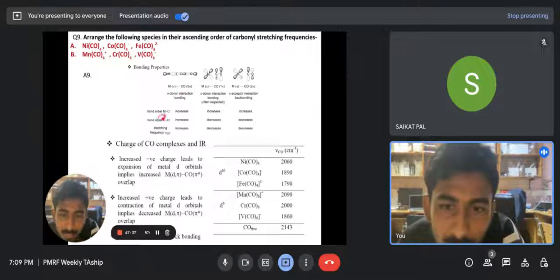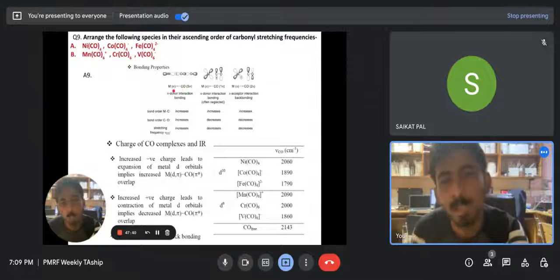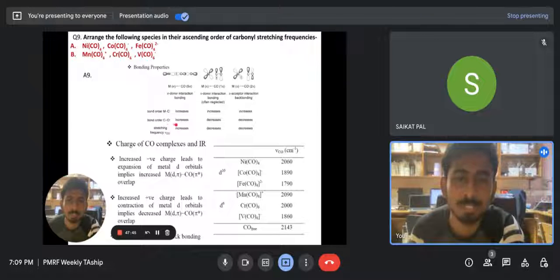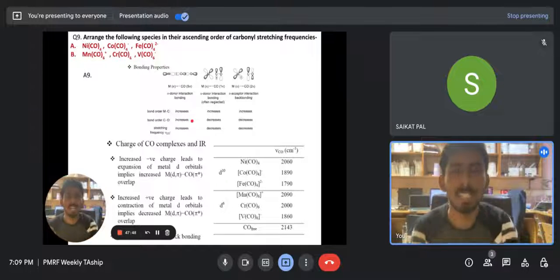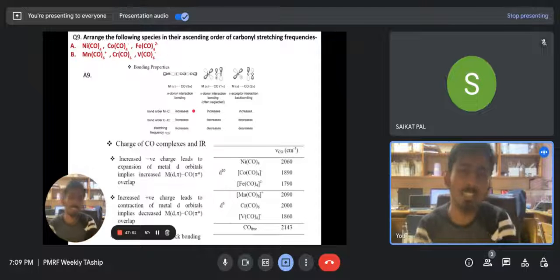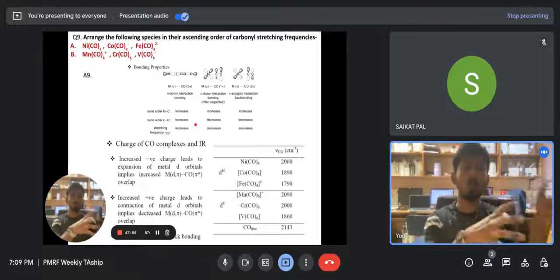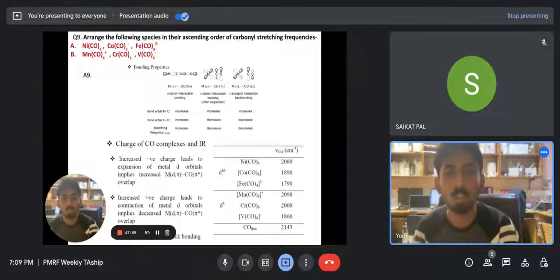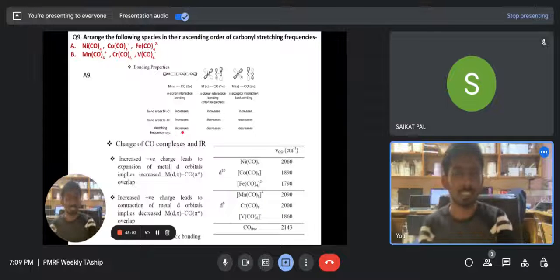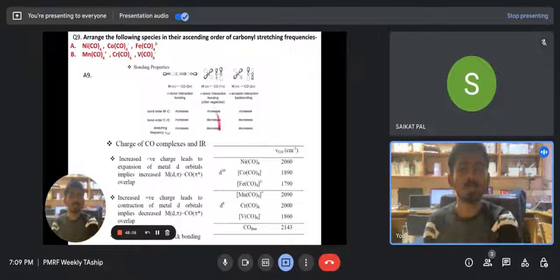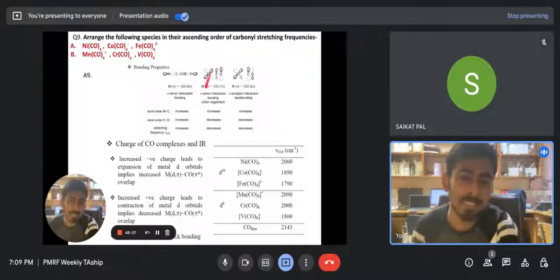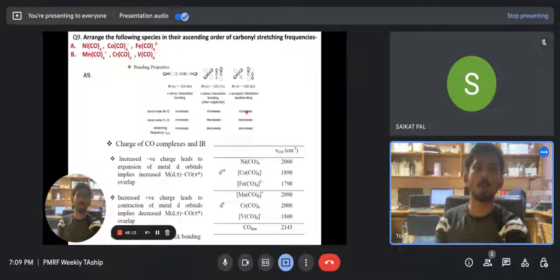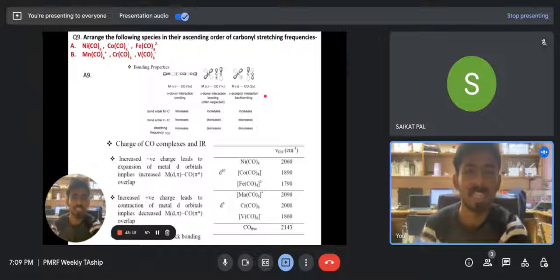Now, if the sigma bond from CO to metal is present, the M-C bond order increases. For the CO bond order, the HOMO is cyclically anti-bonding in nature in CO. That's why if the electron density goes from the HOMO of CO, that also increases the CO bond order, and the stretching frequency of the CO gets increased. In the second case, that is often neglected, so we will not discuss anything about this, the CO π to metal π interaction.